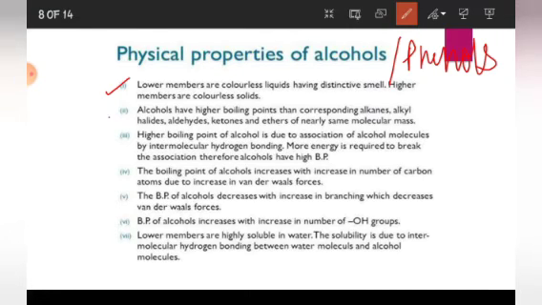Second point, alcohols have higher boiling point than corresponding alkanes, alkyl halides, aldehydes, ketones and ethers of nearly same molecular mass. This you need to remember. They have higher boiling points than their corresponding compounds with same molecular mass. Now see why this is so.